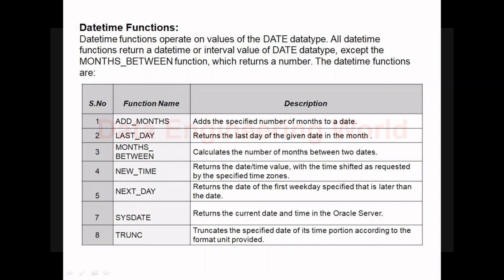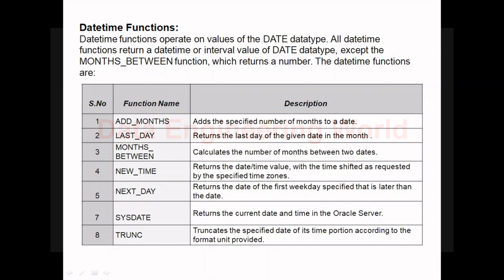There are various datetime functions available in Oracle. Let's look at them one by one. The first function in the list is add months, which adds or subtracts the specified number of months to the date we pass.